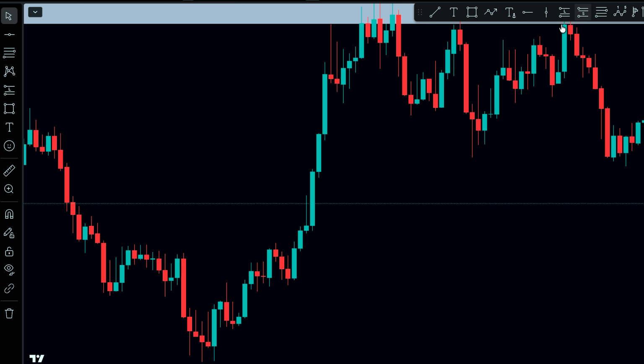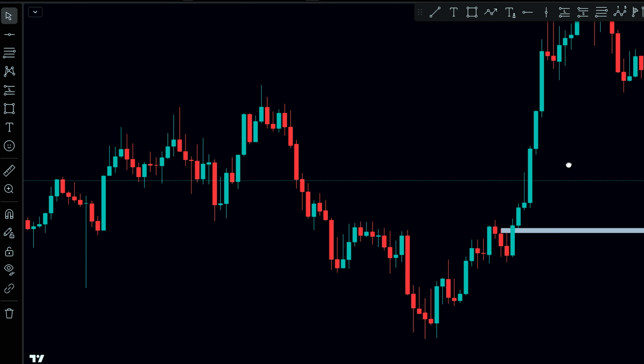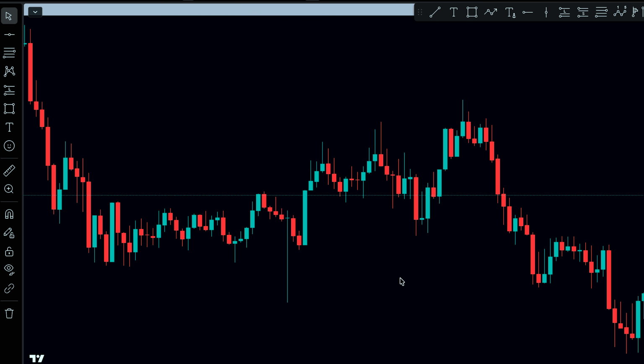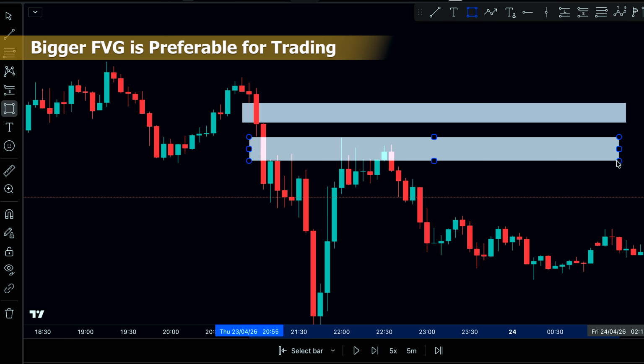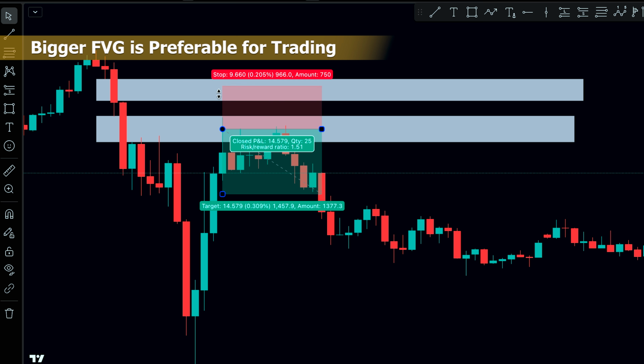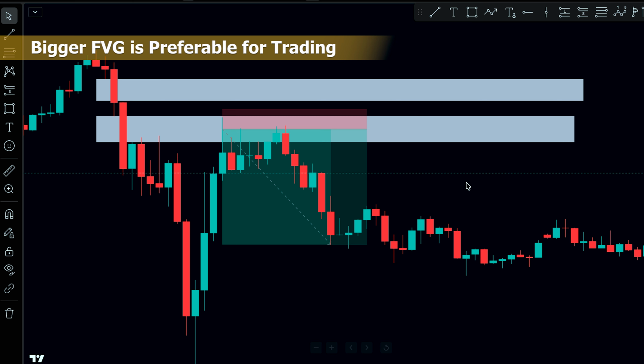Now let's understand when FVG is not valid. If there is no clear gap between candles, then it is not an FVG. If candles overlap heavily, ignore it. Also, weak momentum candles do not create strong FVG zones. Sometimes you will see multiple FVGs on a chart. In that case, always prioritize the larger FVG because it represents stronger institutional activity. Smaller ones are less reliable.